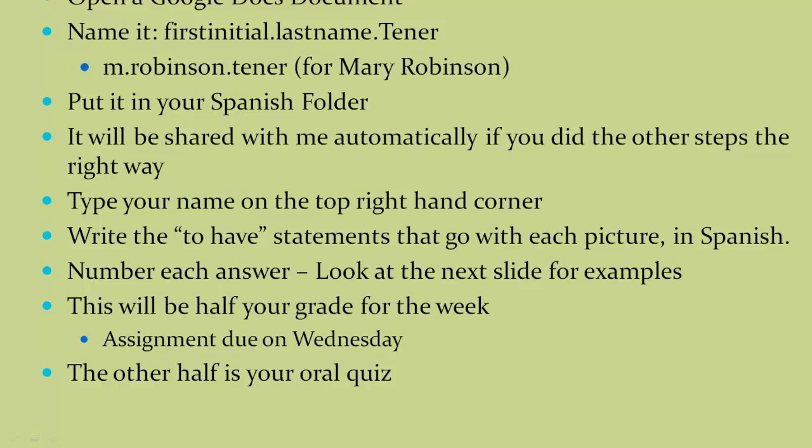On the top right hand side or left hand side of your document, it doesn't matter, make sure you type your name. And you're gonna have some pictures.